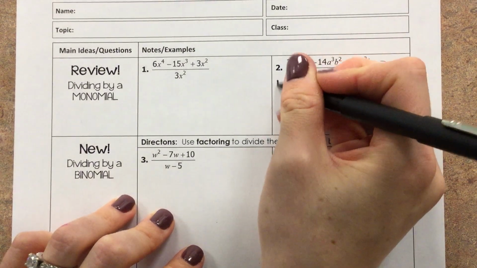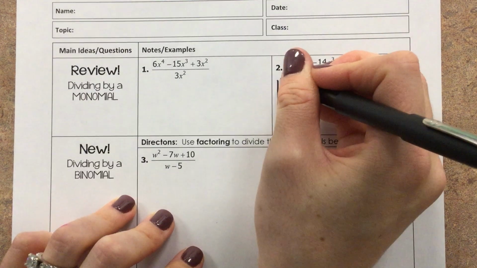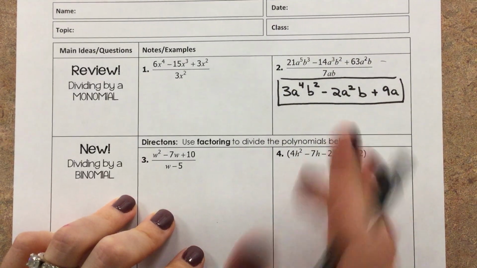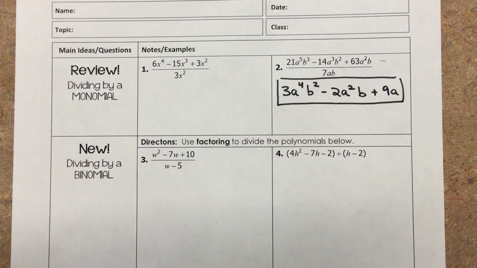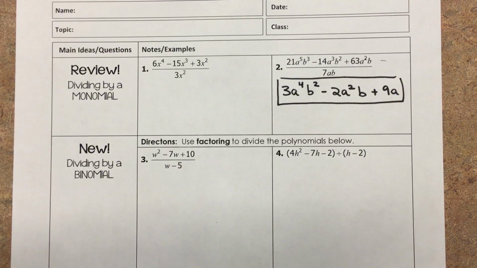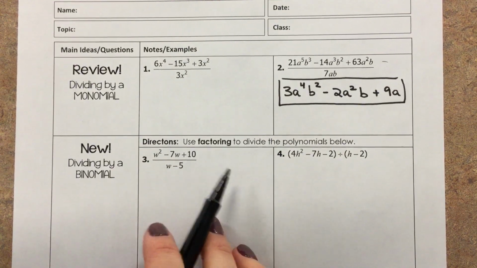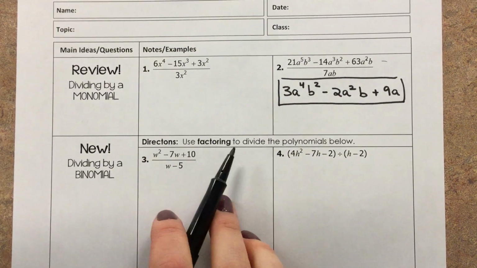So this is as simplified as it'll get. None of those are like terms, so nothing combines. And so that is your answer. So dividing a polynomial by a monomial is fairly straightforward, and we have done it before. If you're dividing by a binomial, there are 3 different methods that we're going to look at. One is only available in certain cases. It's only available if you're able to factor.